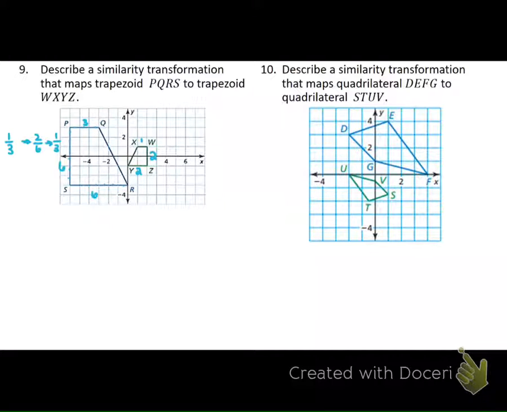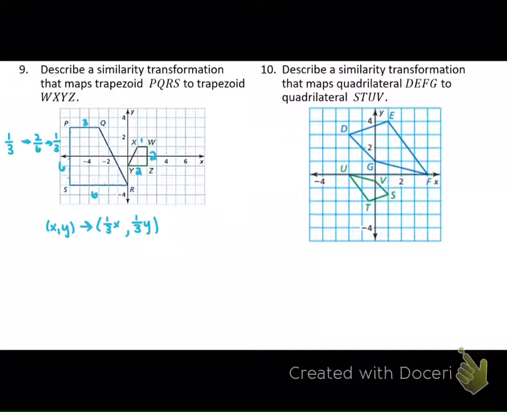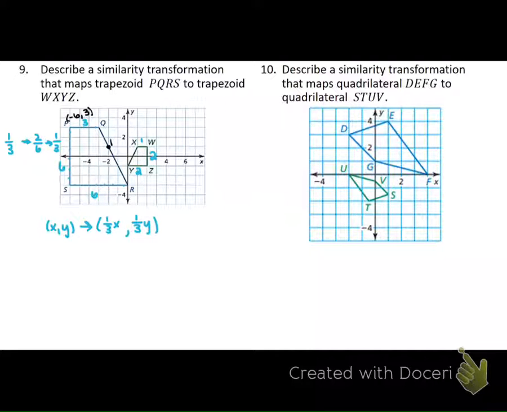So our first thing we're going to do here is we're going to say x comma y goes to 1/3 x, comma, 1/3 y. So if I do 1/3 x, comma, 1/3 y, this is -6, comma, 3. If I multiply -6 by 1/3, what do I get? Helena, -6 times 1/3 is? -2, and 3 times 1/3 is? +1, because it's positive. So this would be P prime here.